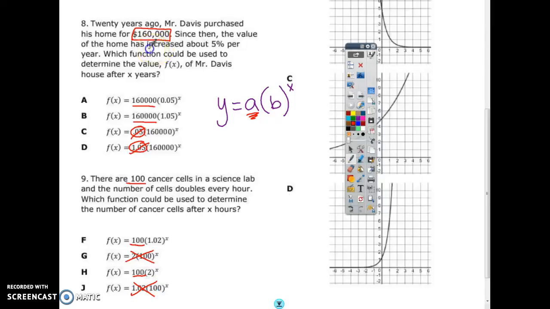This one says that there's an increase of 5%. That means we're increasing from the dollar, remember? So that's 5 cents over the dollar. So that's 1.05, not just 0.05. The answer is B. And then 9 says that the cells are doubling. And doubling means to multiply by 2. So it's the one that has a 2 inside. Okay, those are pretty simple.